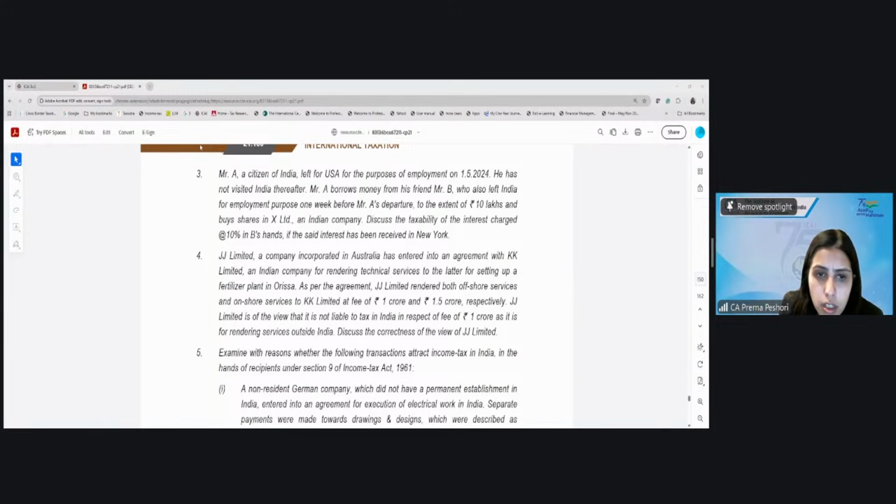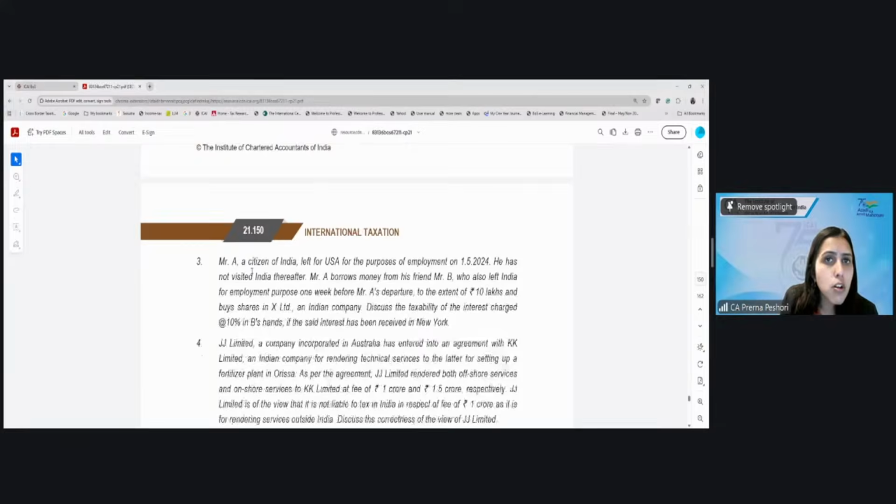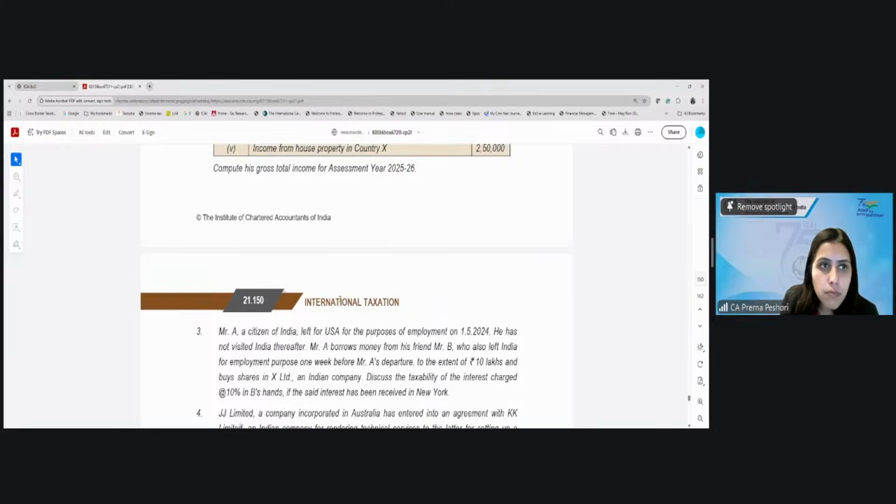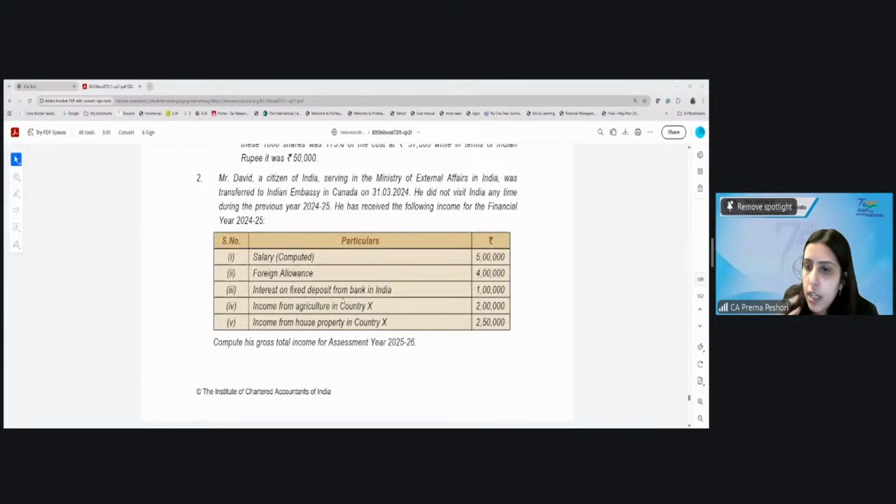Jacob, Smith had won from a racehorse. So should 20k after TDS be shown while computing total income and tax liability, like whether gross or net amount should be shown? Gross amount. Jacob, you have to always show the gross amount because TDS is also an income. Okay. Any other question, any doubt?